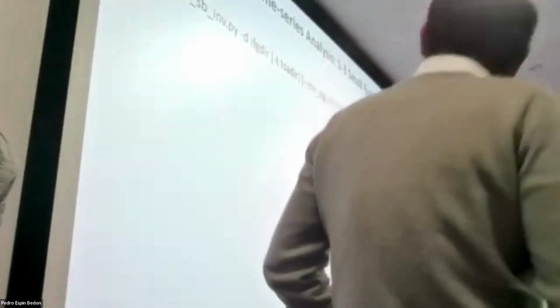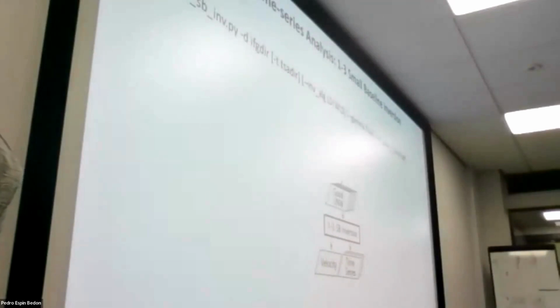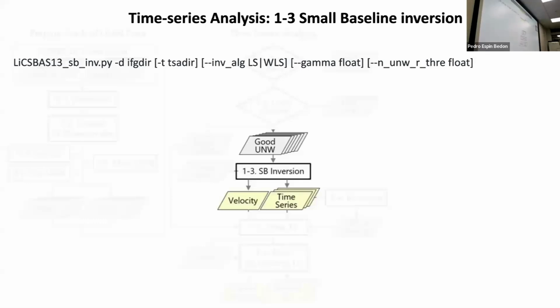Next is the small baseline inversion. After we ensure that all the bad interferograms are removed, we can ingest the remaining interferograms into the small baseline inversion. This is the core part of the algorithm. This is where we estimate the time series displacements and finally the velocity.